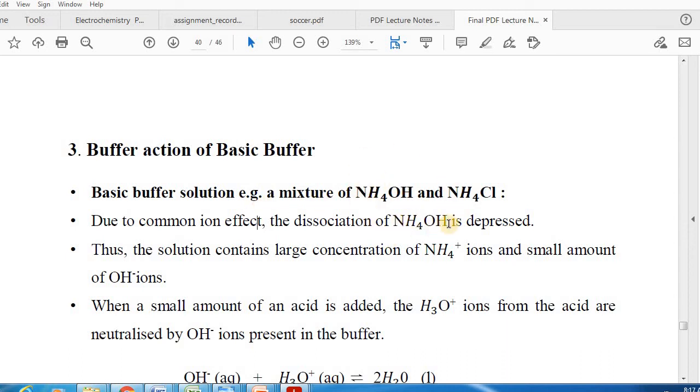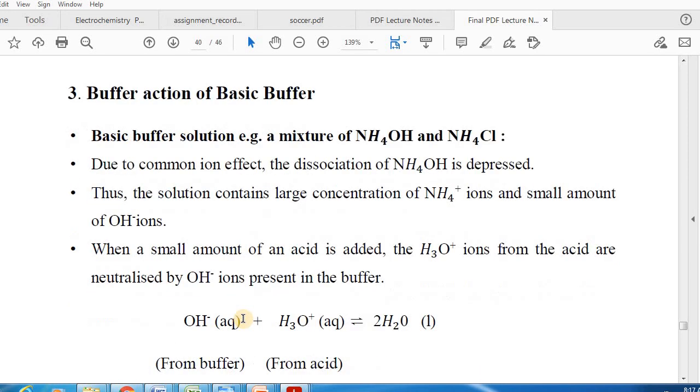Next is the buffer action of basic buffer solution, which is a mixture of weak base ammonium hydroxide and its salt with a strong acid, which is ammonium chloride. Again on similar lines, due to common ion effect, dissociation of ammonium hydroxide is suppressed. The solution contains a large concentration of ammonium ion and a small concentration of hydroxyl ion.